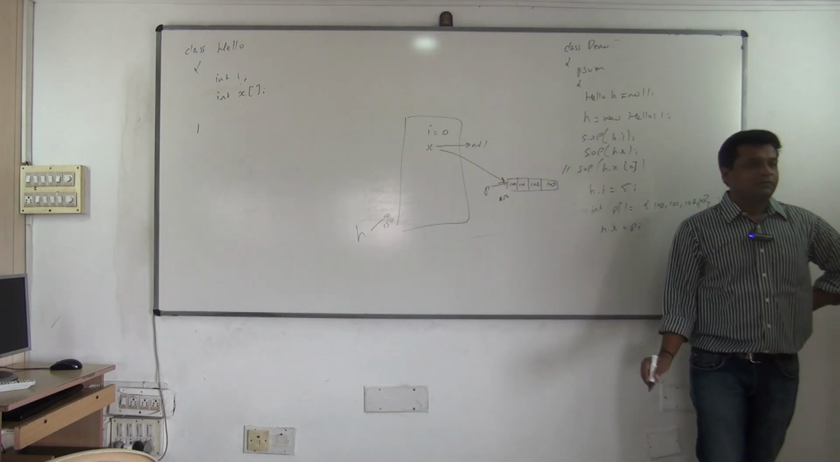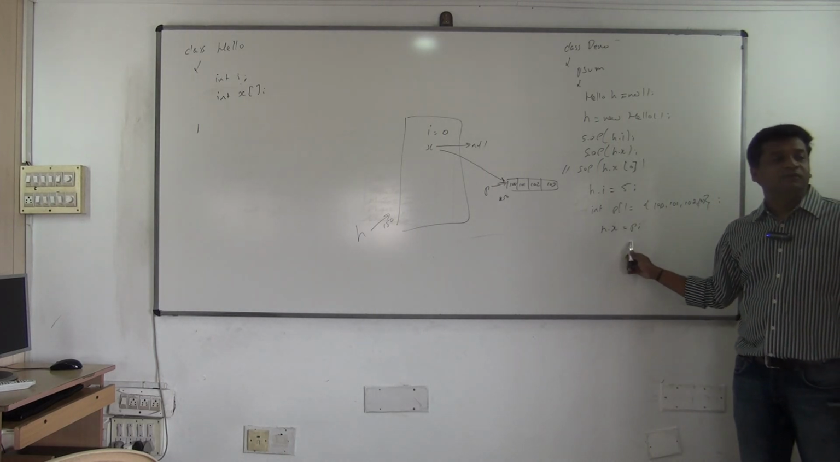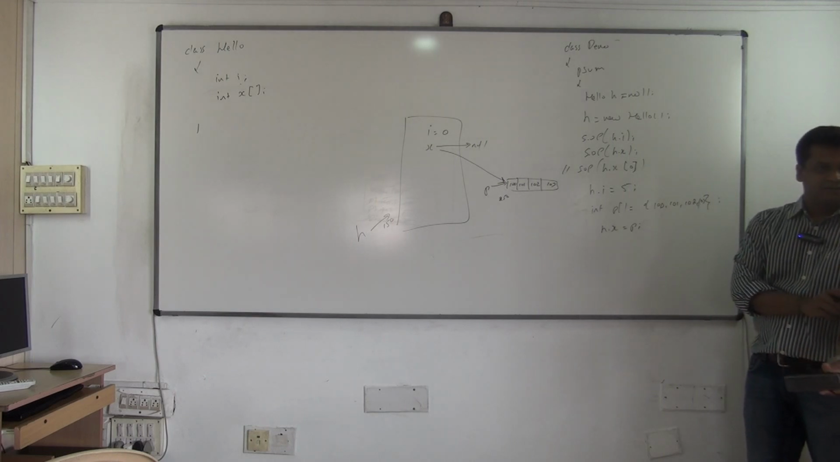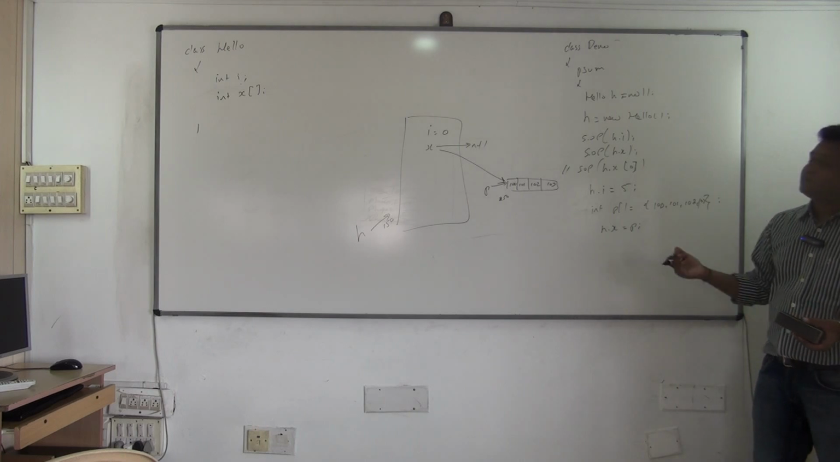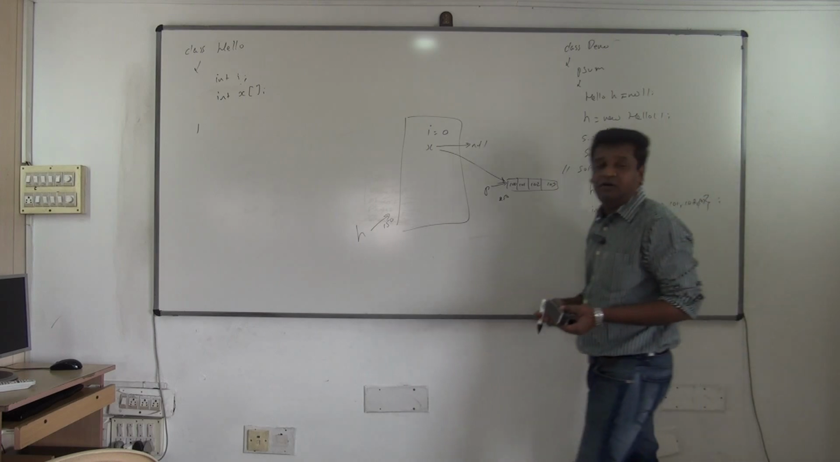There are many syntaxes you can use now. h.x is equal to new int. All that many you can try. Are you clear this? Okay. So then this is with which one? Hard coding, dot operator.